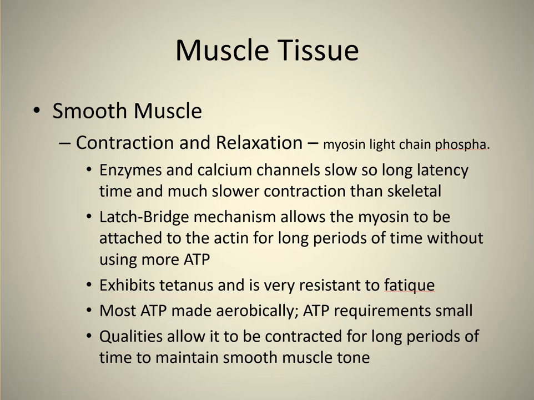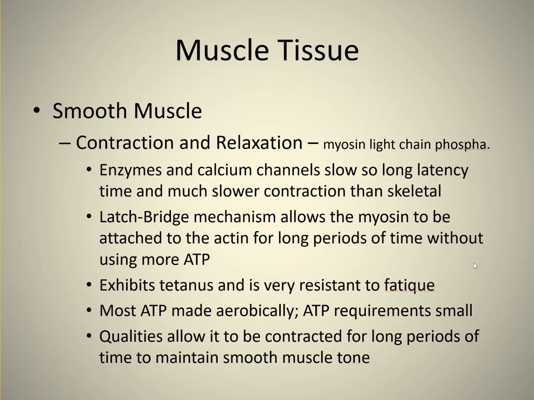But smooth muscle is different and it has what's called a latch bridge mechanism. So I don't know quite how that works, but it allows the myosin to be attached to the actin for long periods of time without using more ATP and not getting fatigued. Remember, your GI tract and your blood vessels are always partially contracted your entire life. As opposed to skeletal muscle, which doesn't exhibit tetanus, smooth muscle does.